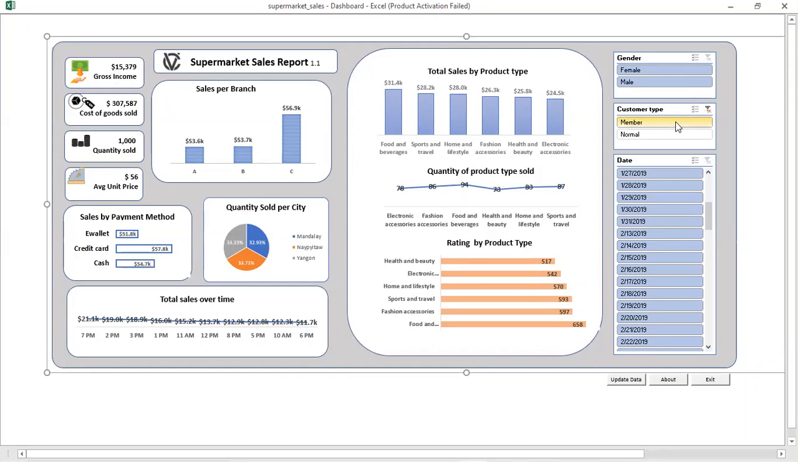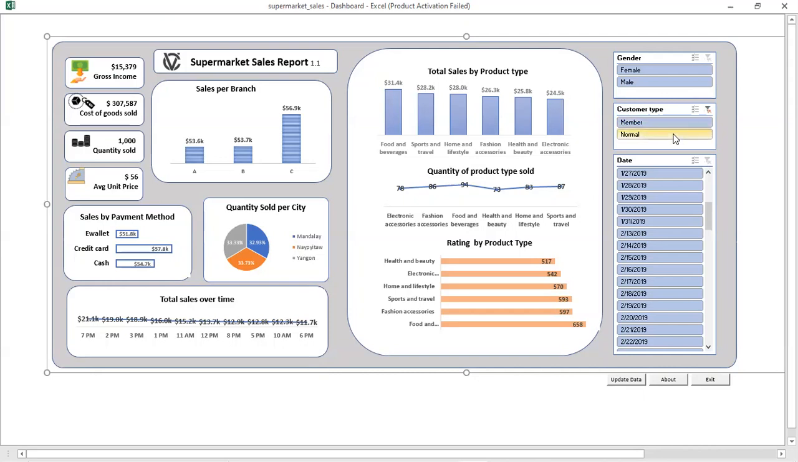Food and beverages is the most preferred thing the members are shopping for, which is coming up a lot. And then they rated food and beverages highest, so that correlates. And electronic accessories was rated lowest, and it's also coming low in sales, along with health and beauty, which had the least sales. So you see that these 3 indicators, these 3 charts, are sort of going hand in hand.